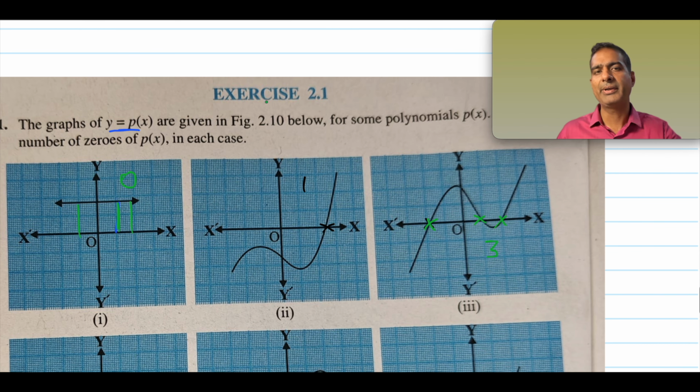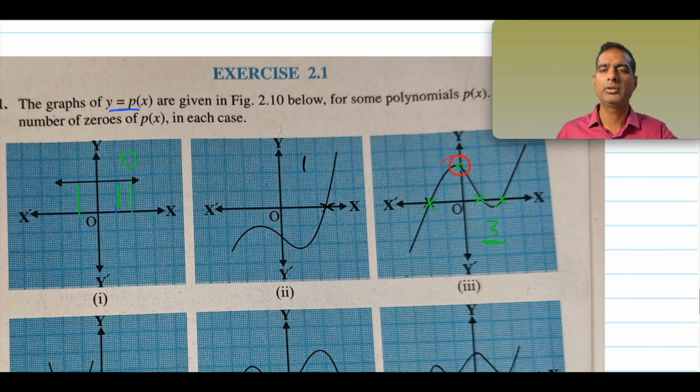Some students might get confused that this curve is crossing y-axis also at this point, so they might think that this is also a zero of this polynomial. But remember, students, we learned that the number of zeros of a given polynomial is only the number of times that curve is crossing x-axis, not y-axis. So this is not a zero of this polynomial. Its answer will be 3 only. So there are 3 zeros for this polynomial.